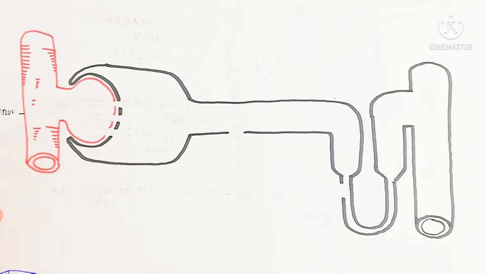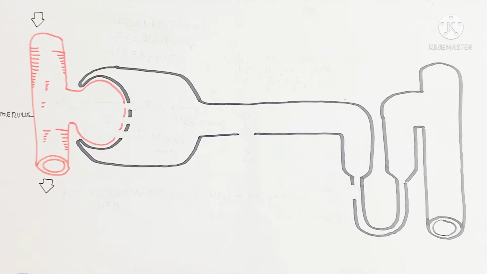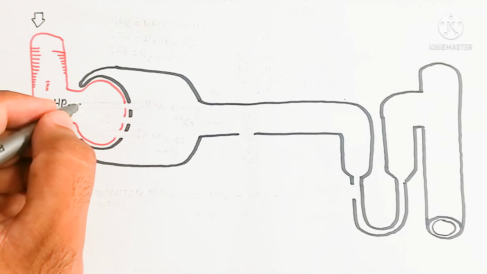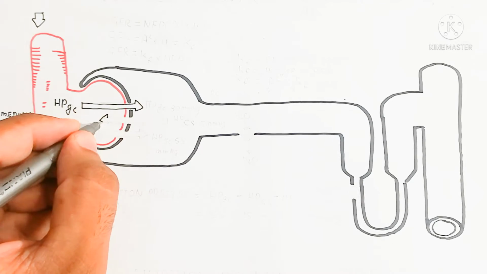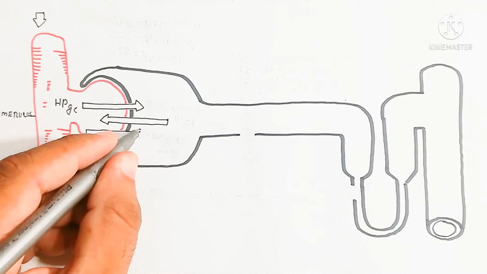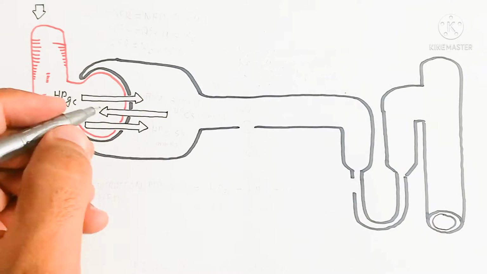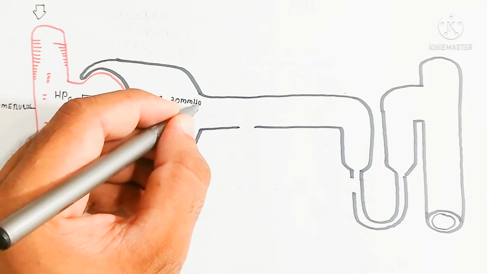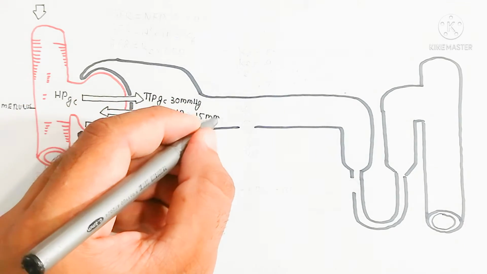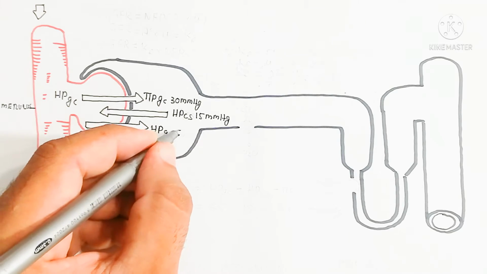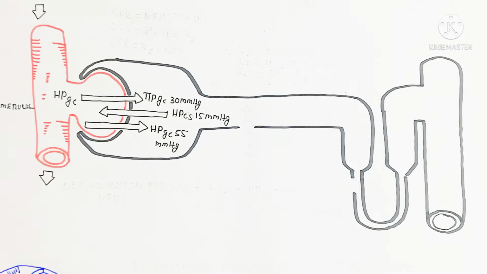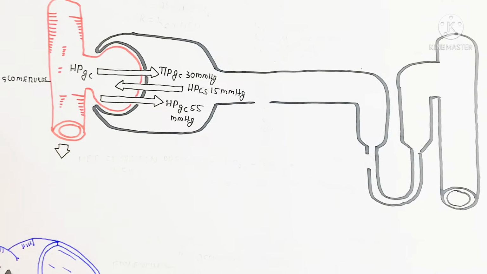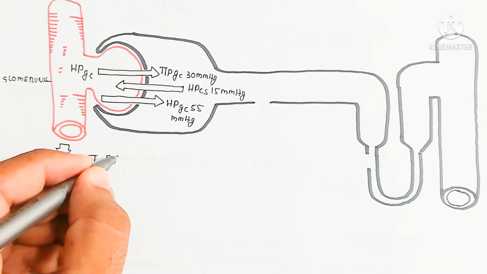So let's begin here. I am drawing a bigger picture to understand the basic concept. Here is the efferent arteriole, and the blood goes toward the glomerulus. Here PiGC is the oncotic pressure of the glomerular capillary protein, while on the other hand HPC, which is 50 millimeters of mercury, is the hydrostatic pressure of the Bowman capsule, and the 55 is the hydrostatic pressure of the glomerulus.